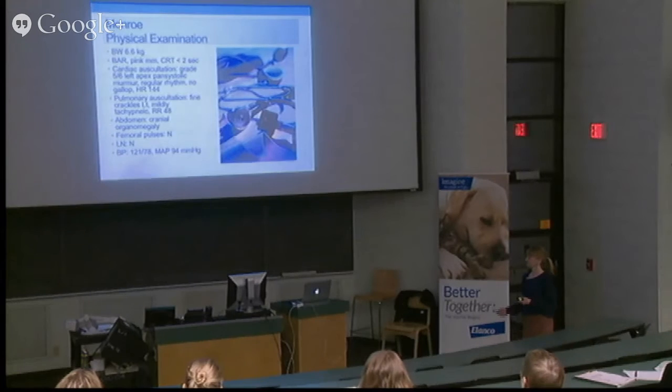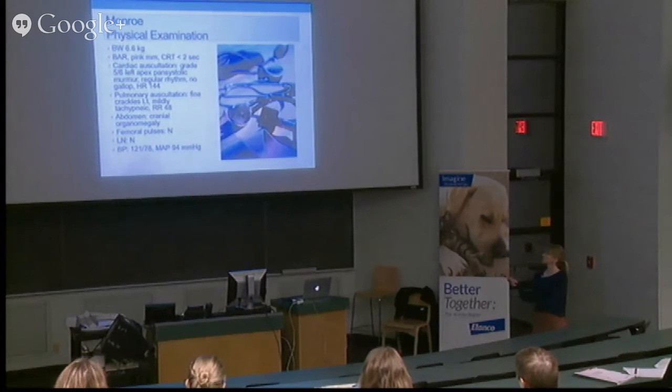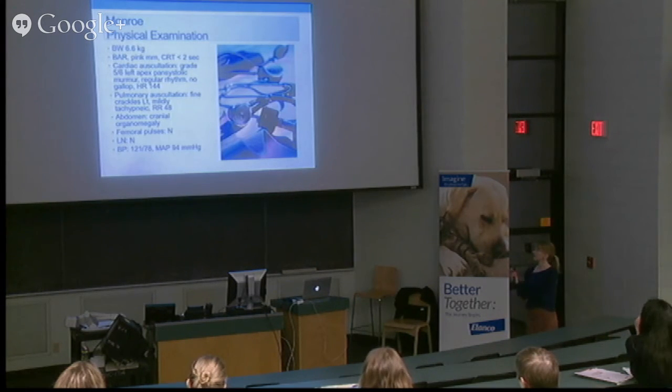So on his physical, he was a little bit smaller than Shotzi, equally bright, alert, pink, good cap refill. His physical was very similar in that he had a palpable thrill now over his left apex, so a 5 out of 6 murmur, regular rhythm, heart rate was 144. He too had crackles on the left. He was tachypneic. He had a palpably big liver on his abdominal palpation, normal femoral pulses, normal blood pressure.